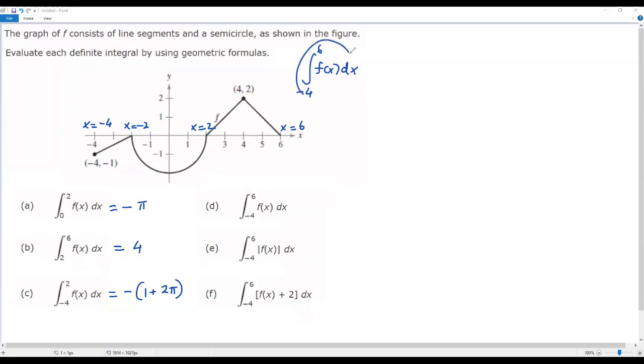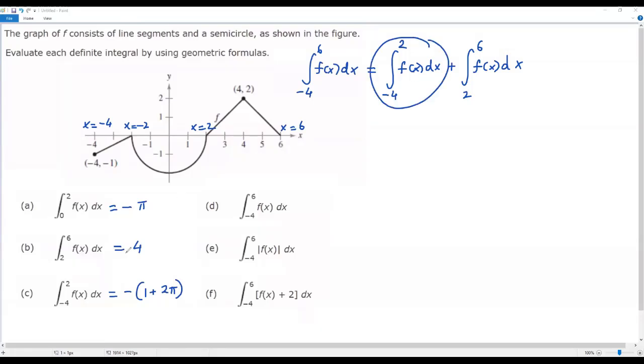So we can split this definite integral into two parts, that is the integral from negative 4 to 2 of f of x dx, then the integral from 2 to 6 of f of x dx. So according to this, we have to cover the area from negative 4 to 6. The first integral covers the area from negative 4 to 2. The second one covers from 2 to 6. For the first one, we have the result in part C, that is the integral from negative 4 to 2 of f of x dx equals negative of 1 plus 2 pi. We can plug this in for the first definite integral. So that is negative of 1 plus 2 pi.